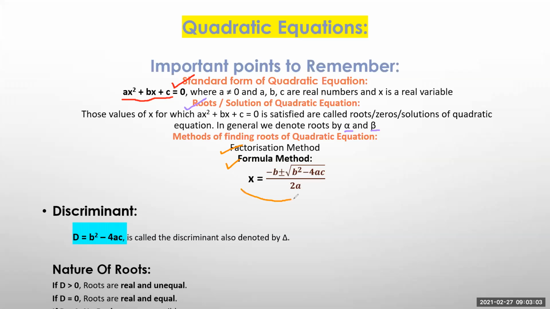This formula is very, very important. Just remember this formula, okay? That is x is equal to minus b plus minus under root b square minus 4ac upon 2a. So this is very important. Remember this very well.